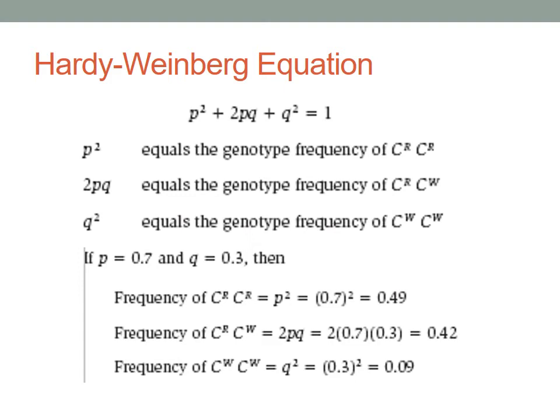If p is 0.7, then the genotype frequency has to be 0.49 because it's 0.7 squared, or 0.7 times 0.7. And for 2pq, for the pink flowers, that's CRCW, you would say 2 times 0.7 times 0.3, which is 0.42. And then for the white flowers, that's CWCW, it's q squared, which is 0.3 squared, or 0.3 times 0.3, which is 0.09.